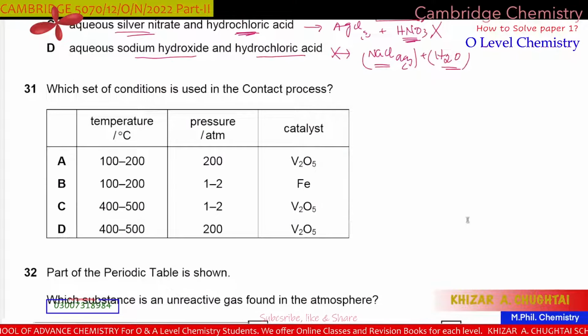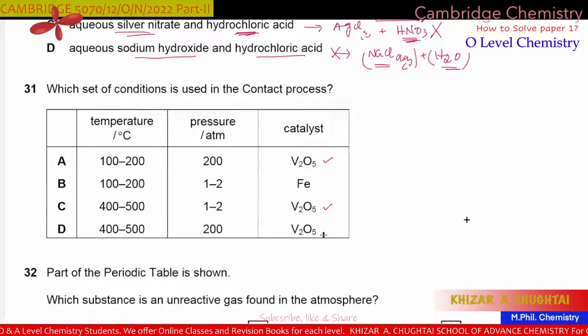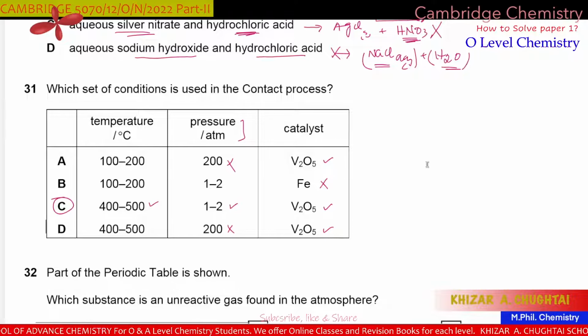Question number 31, which set of conditions is used in the contact process? Quite simple. Vanadium 5 oxide is the catalyst, and the pressure is the lowest, at 1 to 2 atm pressure, not 200. It's wrong. Again, A and D are wrong. And the temperature is 400 to 500. Yes, so C is the correct option.